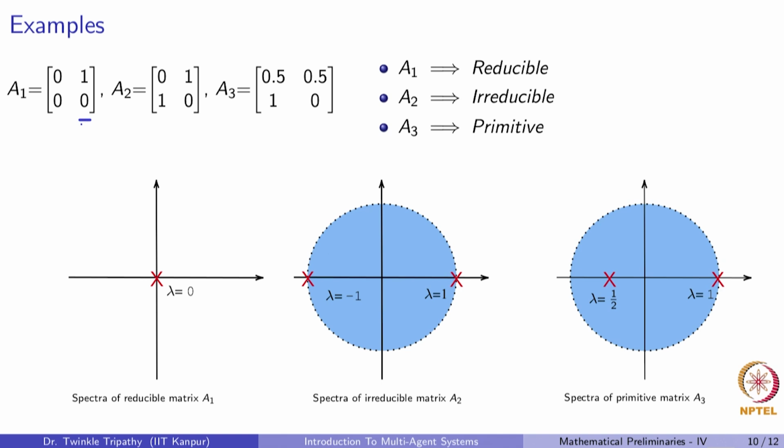Now, if we see here, the matrix A1 is not irreducible. What happens is, in this case, both the eigenvalues are actually equal to 0, meaning we do not have a dominant eigenvalue which is greater than 0; it does not exist.